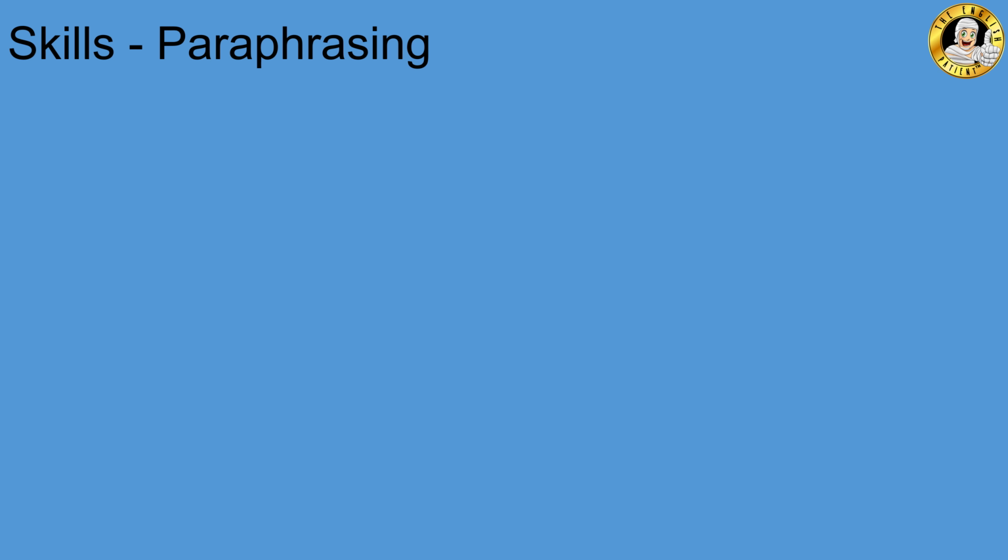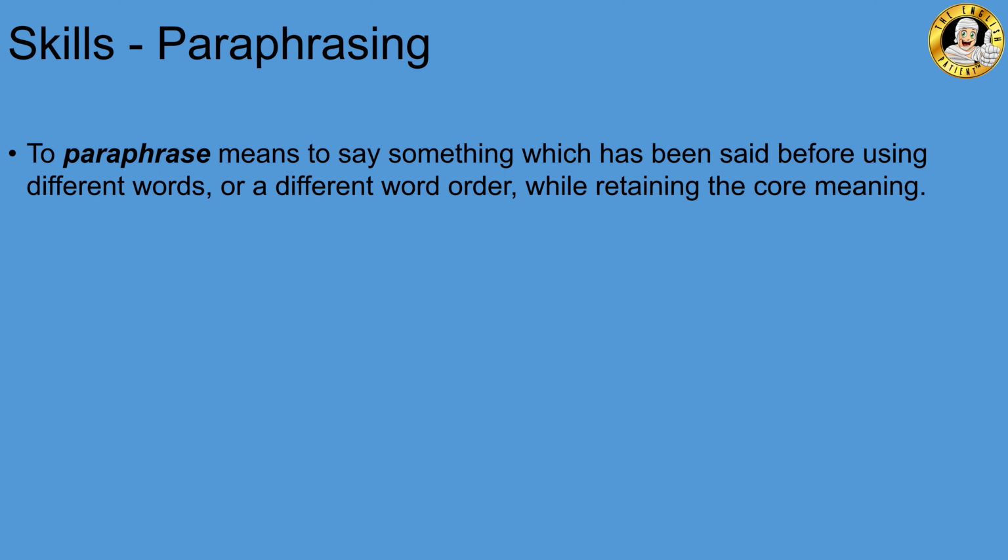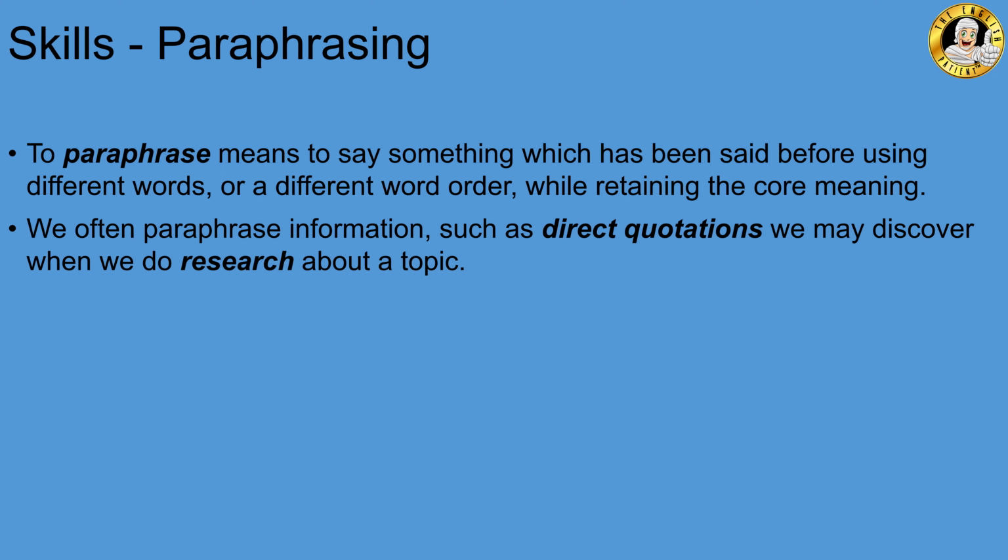Let's take a closer look then at the skills. And the first skill we're going to look at is paraphrasing. As I mentioned, to paraphrase means to say something which has been said before, but you're using different words or a different word order. However, you are still keeping the main meaning, the core meaning of what you have said before. Now, paraphrasing is done a lot, especially in academic writing.